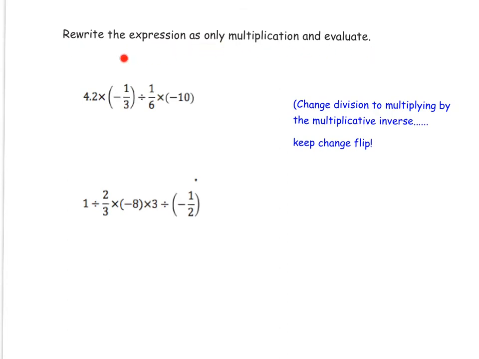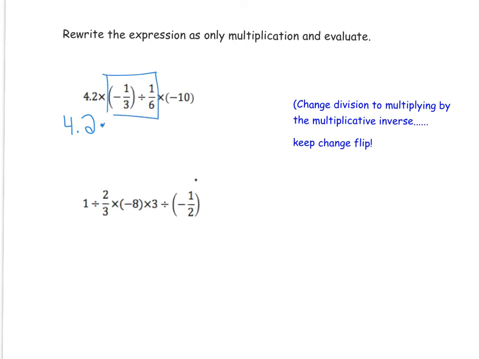All right, we're going to multiply the expression using only multiplication. So I rewrite using only multiplication and then evaluating. How you can change to only multiplication with division, remember, you change the division by multiplying by the multiplicative inverse or reciprocal. You're going to keep, change, flip. And what I'm hoping is that we're going to find an easy way to use our properties to simplify.